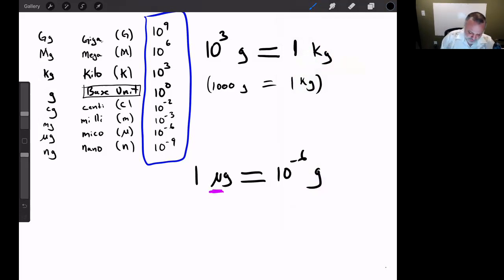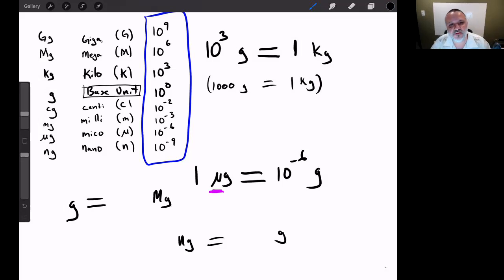So try to do a couple of other ones on your own. Do the relationship between grams and megagrams, and do a definition between nanograms and grams. Fill those in for yourself. Remember, the rule is, what's the definition? Where does it go? And the answer to where does it go is always with the base unit.